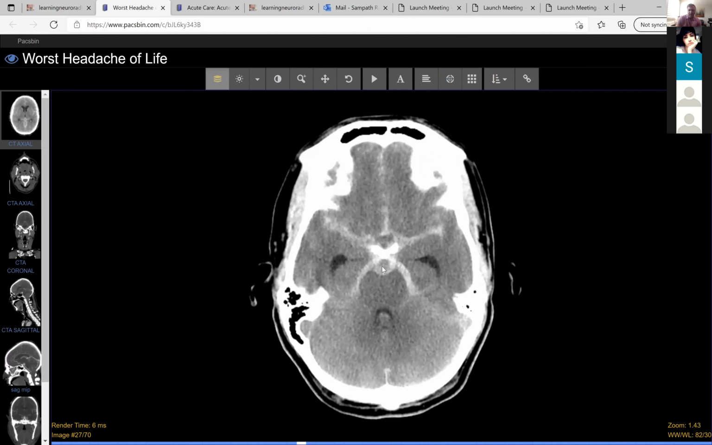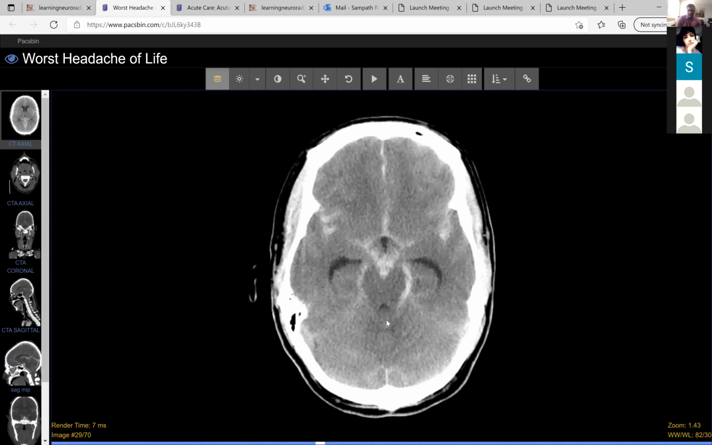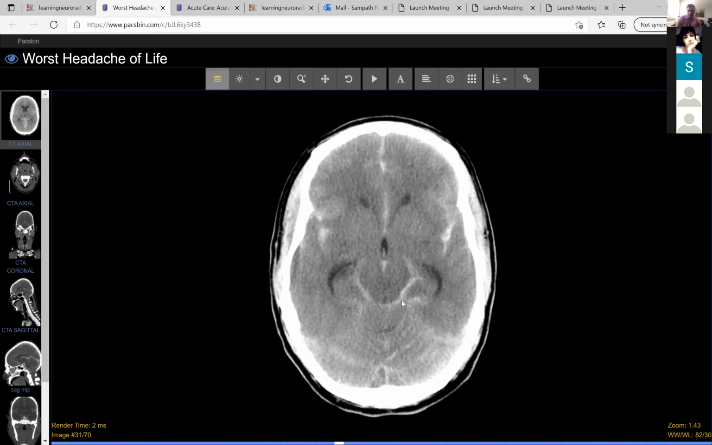In this case, we saw this case before, worst headache of your life, and you can see the same exact thing again. You can see how all the basal cisterns are covered with blood. You can see here the suprasellar cistern. This is the ambient cistern, and this is the quadrigeminal cistern here posteriorly.